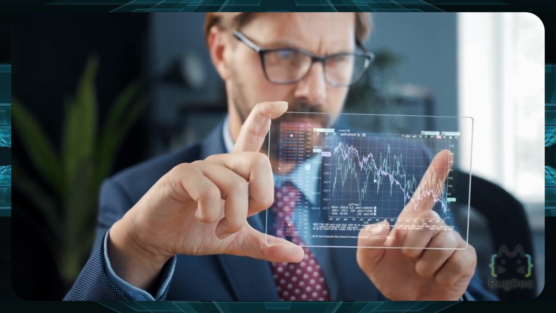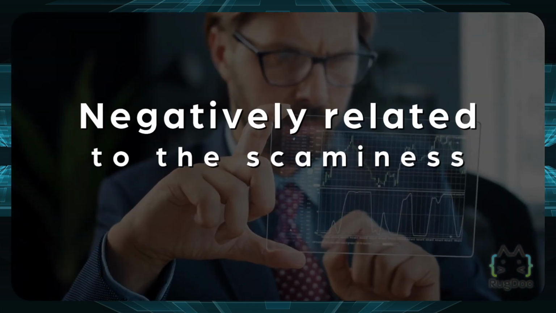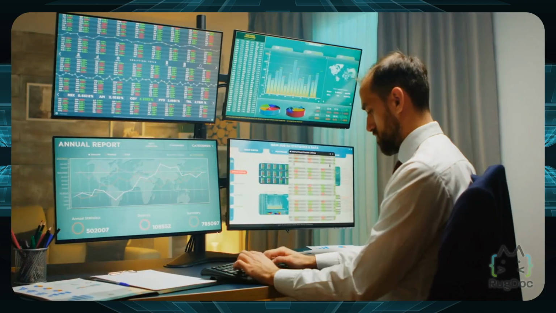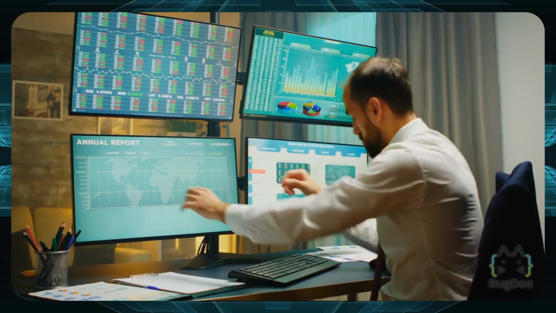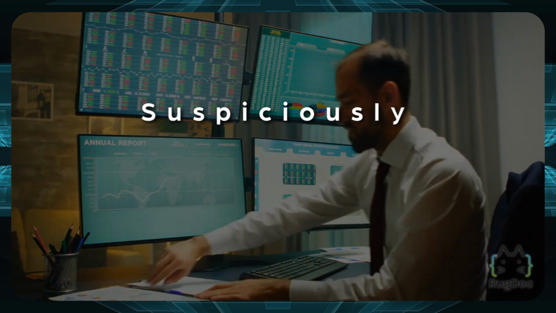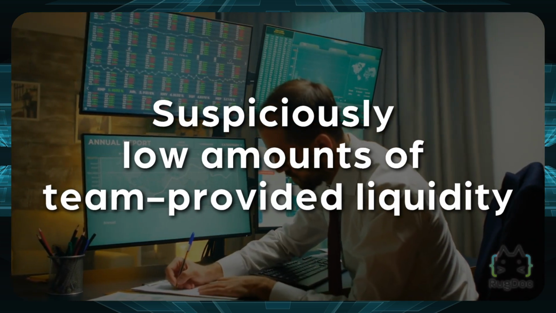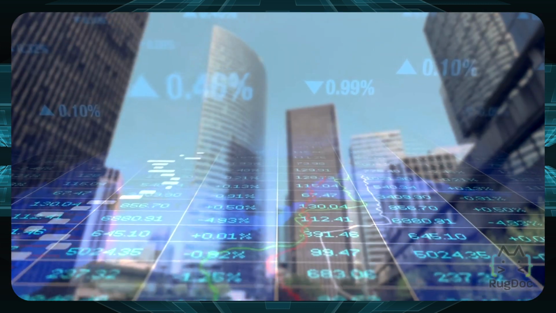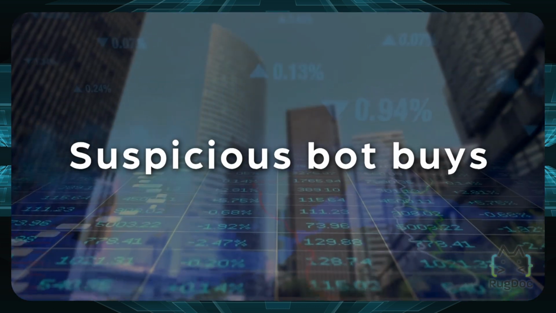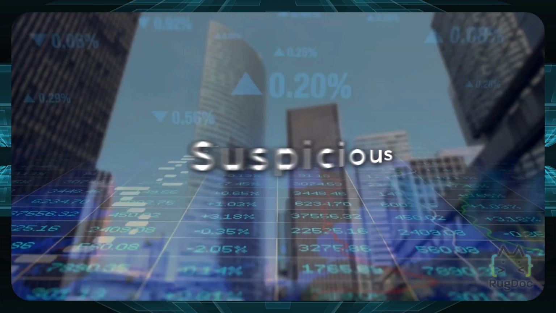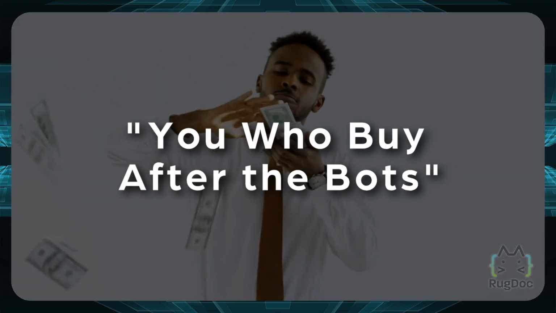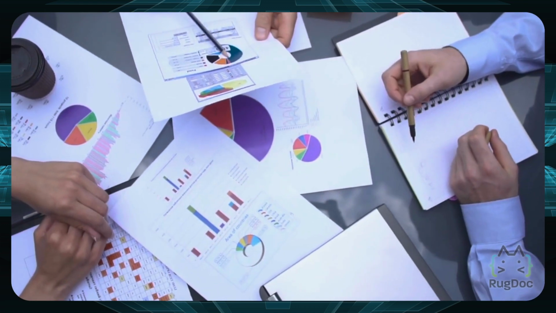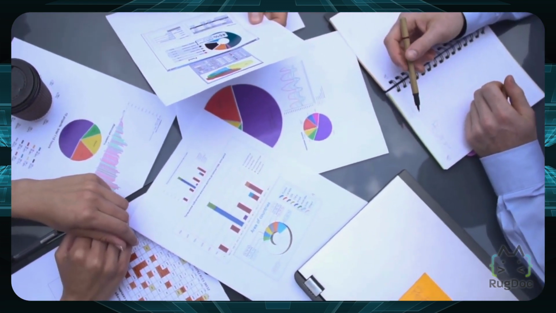The amount of team liquidity provided is negatively related to the scaminess of a launch. For example, if you ever aped into a yield farm or a token that had a fair launch, some of them might have been rigged to start off with suspiciously low amounts of team-provided liquidity, followed by equally suspicious bot buys in the few blocks after launch. Now, this can lead to a situation where the person who placed the bot buys gets to make money at the expense of all the other participants, aka you, who buy after the bots. Now, providing team liquidity at fair value prevents this from even occurring in the first place.